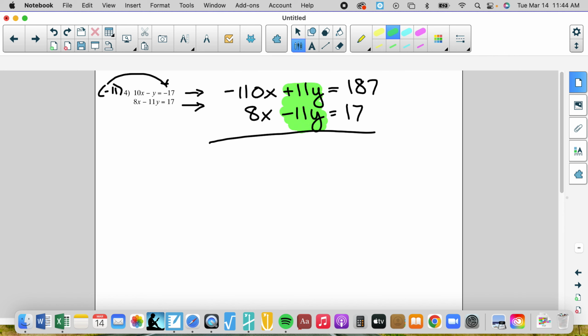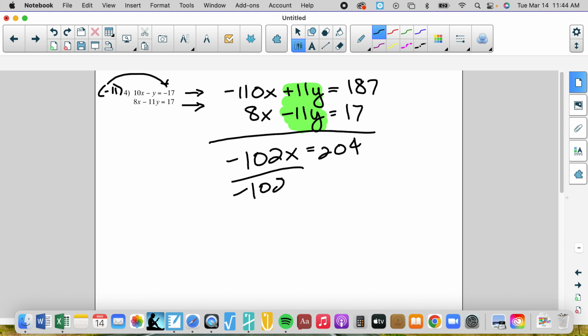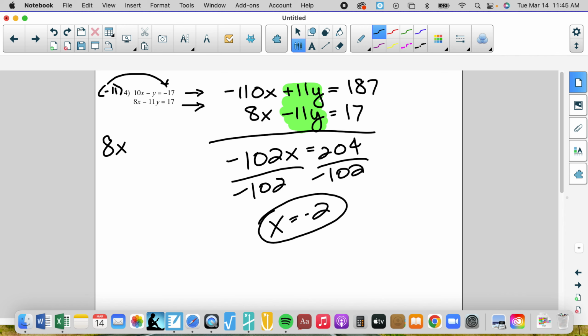That's nice. We have negative 110x plus 8x gives us negative 102x equals 14,204. Divide by negative 102, divide by negative 102, x equals negative 2. You thought those were big numbers? We're going to give a big answer? Not the case. It gave me a nice, convenient negative 2.